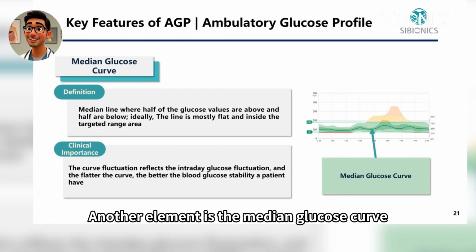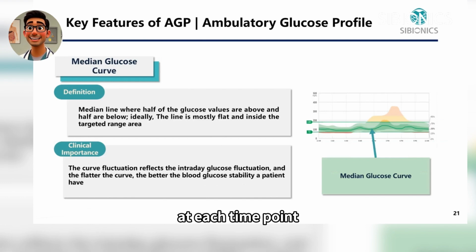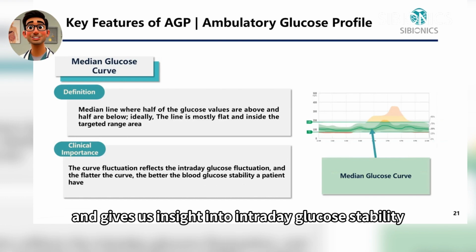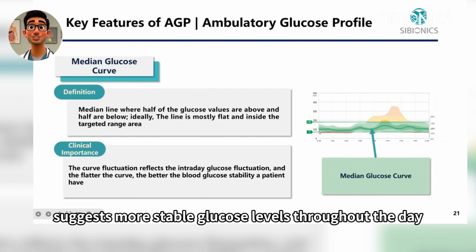Another element is the median glucose curve. This line shows the middle value of glucose readings at each time point. It reflects the typical daily pattern and gives us insight into intraday glucose stability. A flatter curve suggests more stable glucose levels throughout the day.